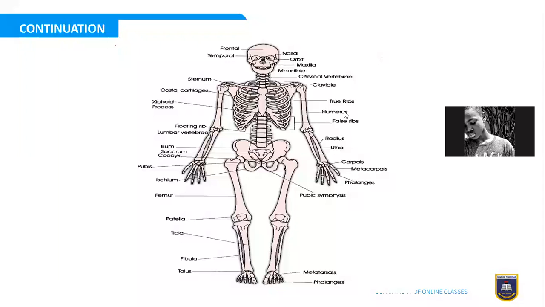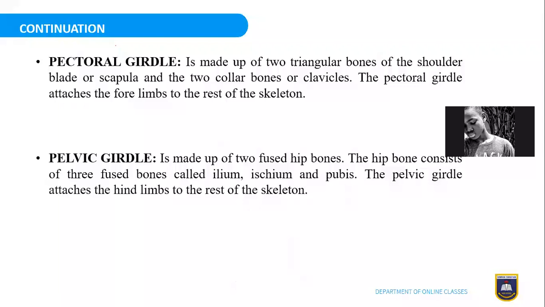Pectoral girdle. So let's go back to our previous slide. The pectoral girdle is made up of the clavicle and then the scapula, okay? The pectoral girdle is made up of two triangular bones of the shoulder blade or the scapula and two collar bones or the clavicles. The pectoral girdle attaches the forelimbs to the rest of the skeleton, okay?